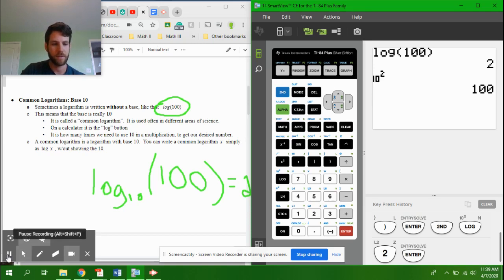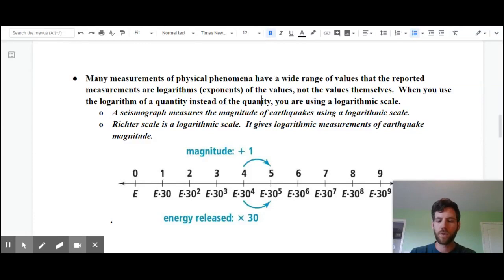We will now look at a quick example of applying the common logarithm, and logarithms in general, to the real world.